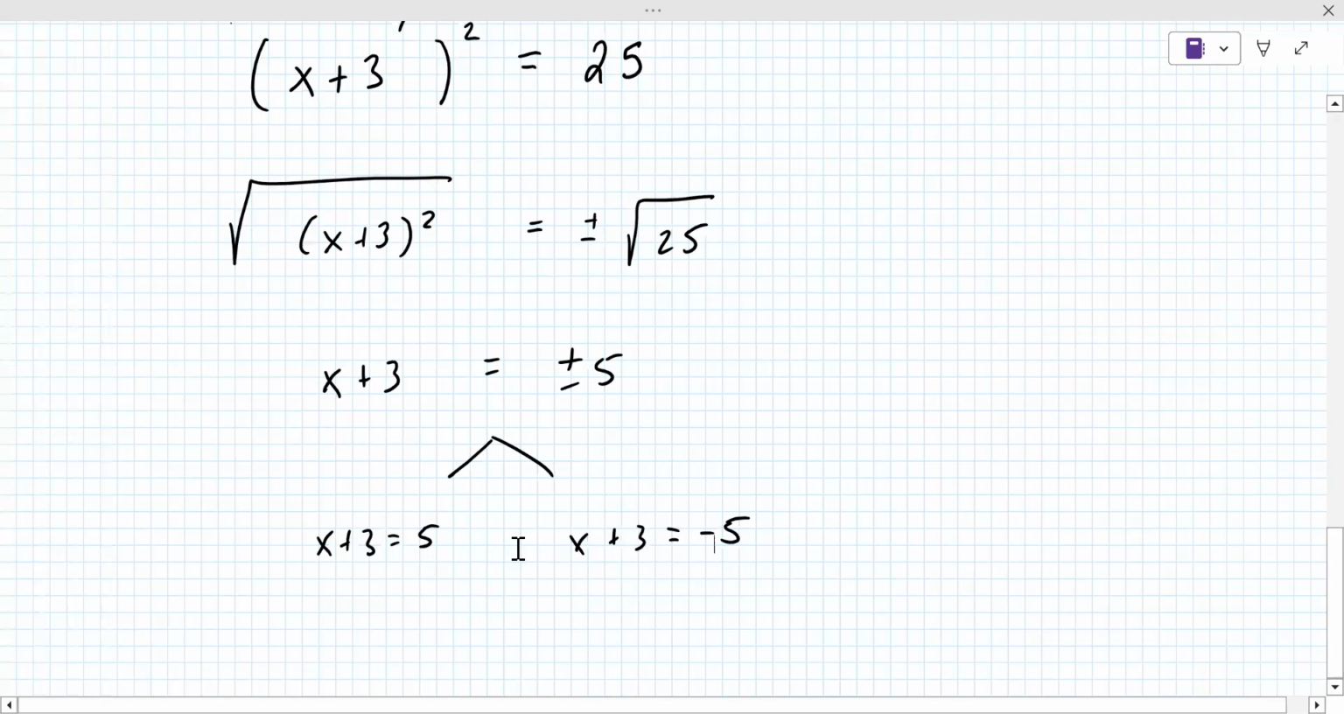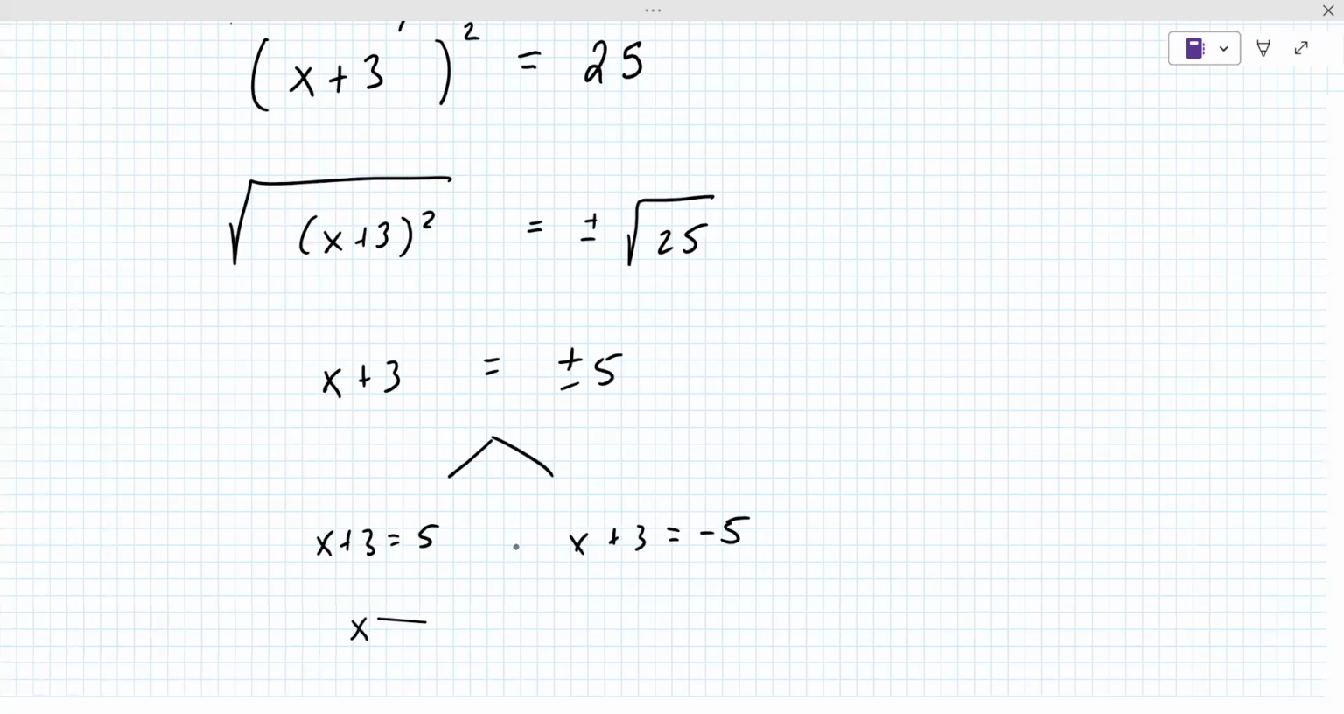And then you solve each of these. So this is x equals 2, and x equals -8.